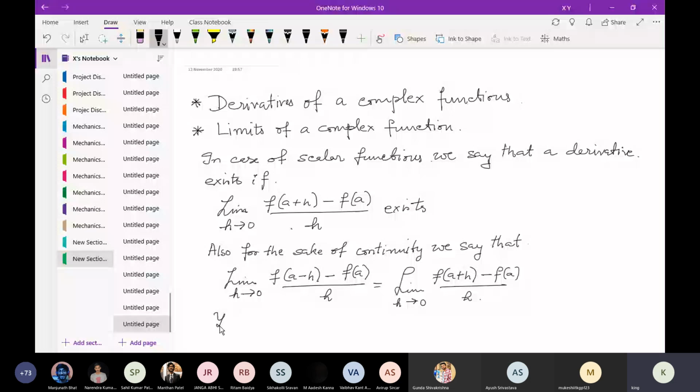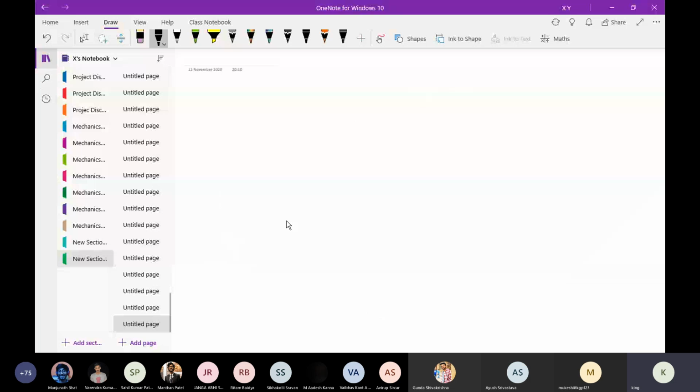Now, in case of a scalar function, we say this ensures that we have a unique derivative. You will find most of what I'm saying now trivial. Now, as we move to complex functions, what happens?